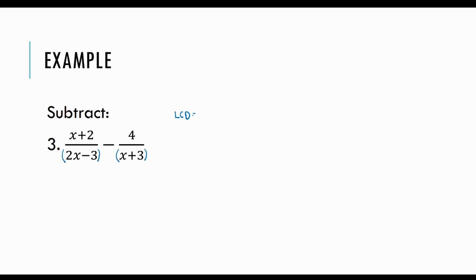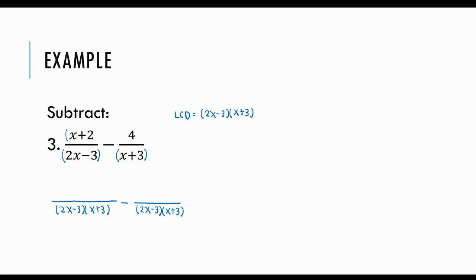Because those are two very different binomials, that means just putting those two together as a product is going to be the least common denominator. So that means that I want to have 2x minus 3 times x plus 3 for both of these fractions.